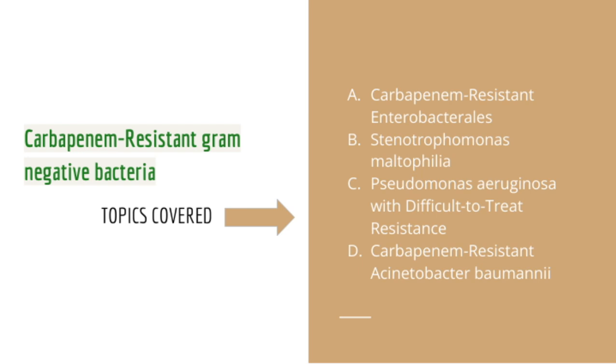Next, carbapenem-resistant Acinetobacter baumannii is another critical pathogen, especially in hospital environments, as it can survive on surfaces and resist many antibiotics. All of these bacteria fall under the broader category of carbapenem-resistant gram-negative bacteria, which are increasingly a major threat worldwide. Understanding their resistance mechanisms and how they impact patient outcomes is essential for developing effective infection control strategies. This slide sets the stage for our discussion on the importance of recognizing and managing these resistant organisms in our ongoing efforts to combat antimicrobial resistance.